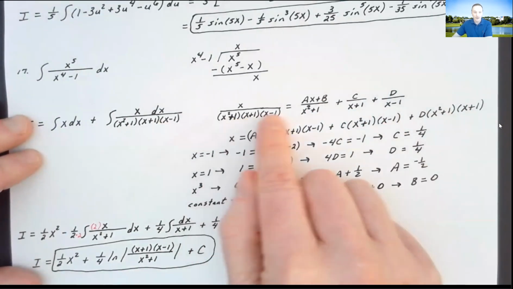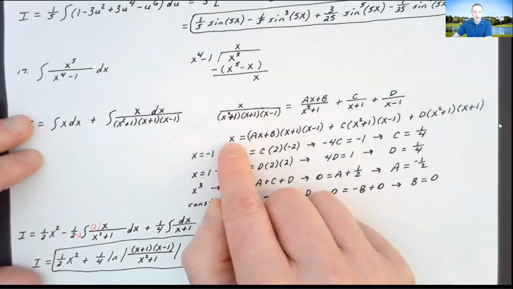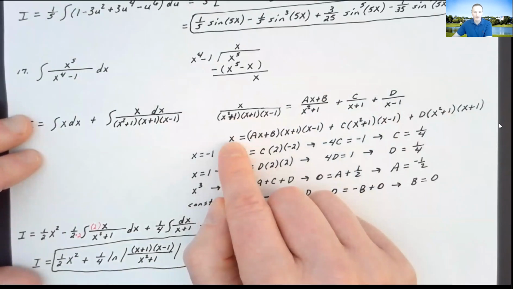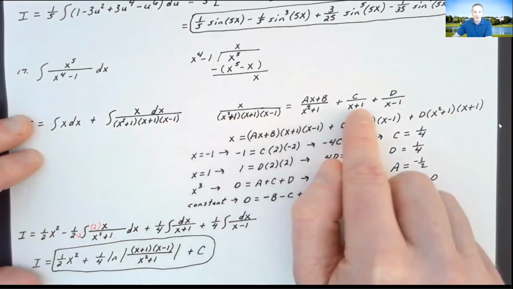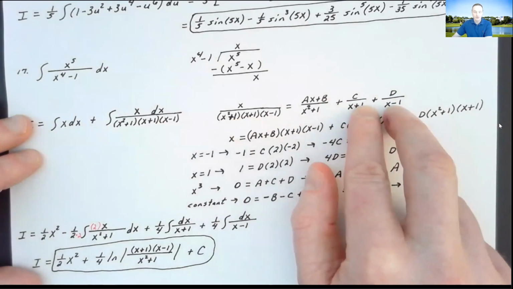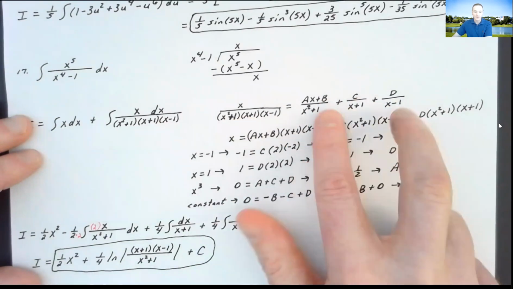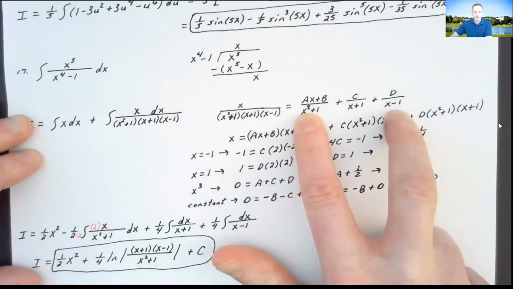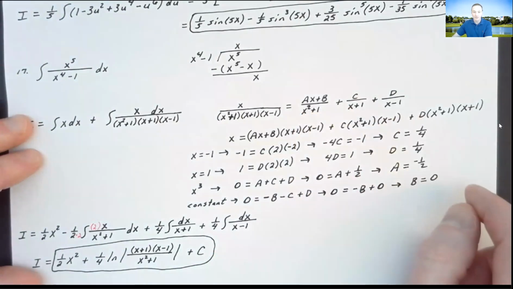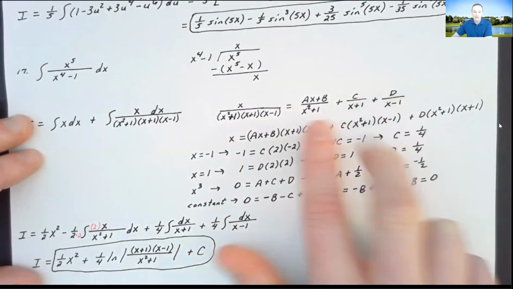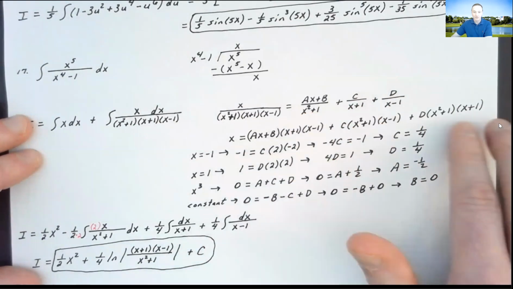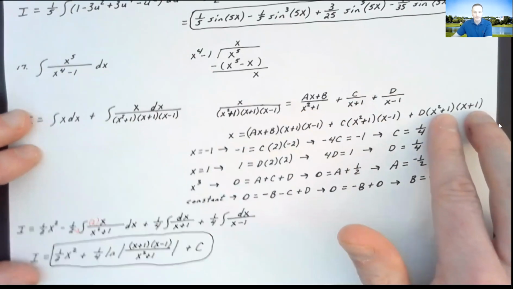I multiplied by the least common denominator on both sides. On the left, that gave me an x. On the right, you're going to have ax plus b times the other two denominators. You'll have c times the other two denominators, x squared plus 1 and x minus 1. And you'll have d times the other two denominators of x squared plus 1 and x plus 1.